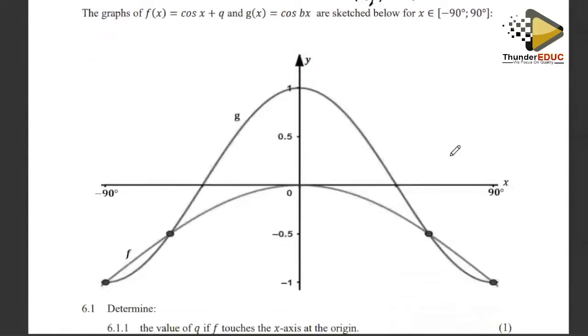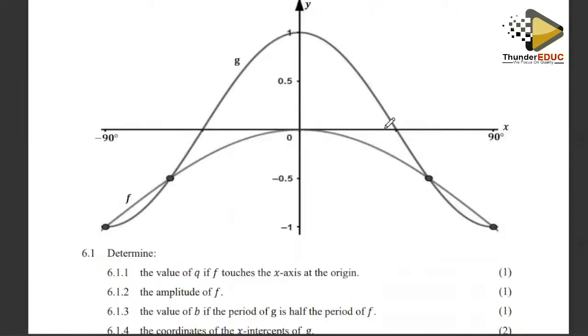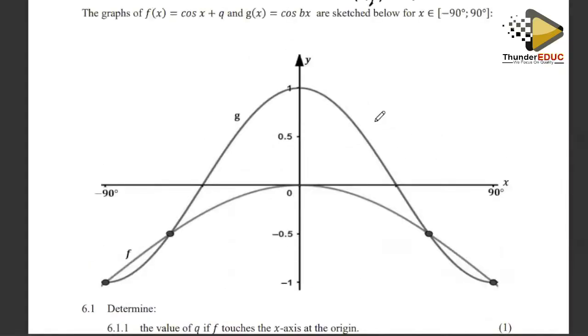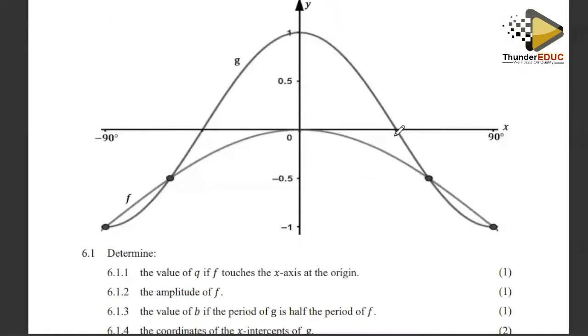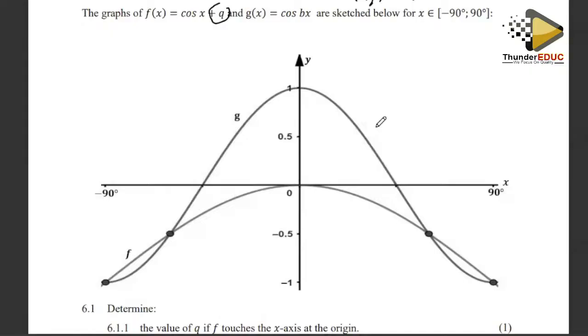All right, question 6, the trig graphs. f of x is that, g of x is that. Between that domain, determine the value of q if f touches the x-axis at the origin. What is q? Q is the shift of the cos graph. Wait a minute, we're focusing on f. Find the value of q if f touches the x-axis at the origin.